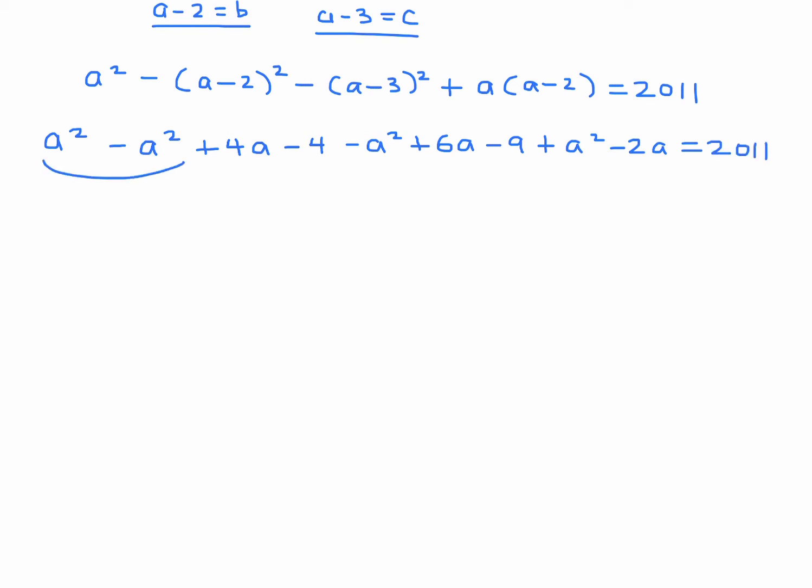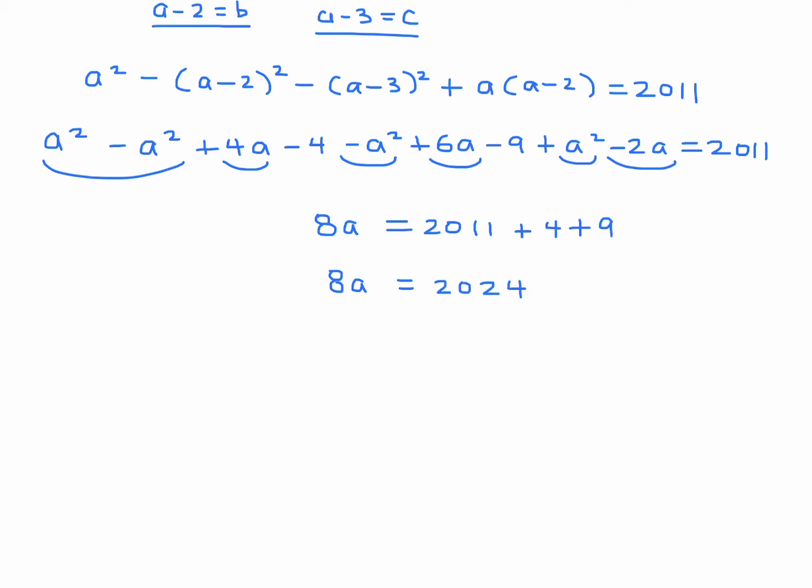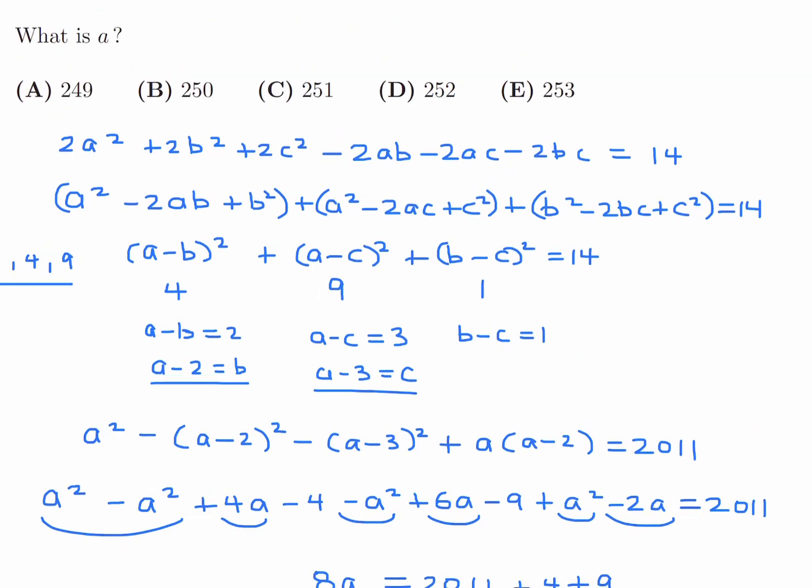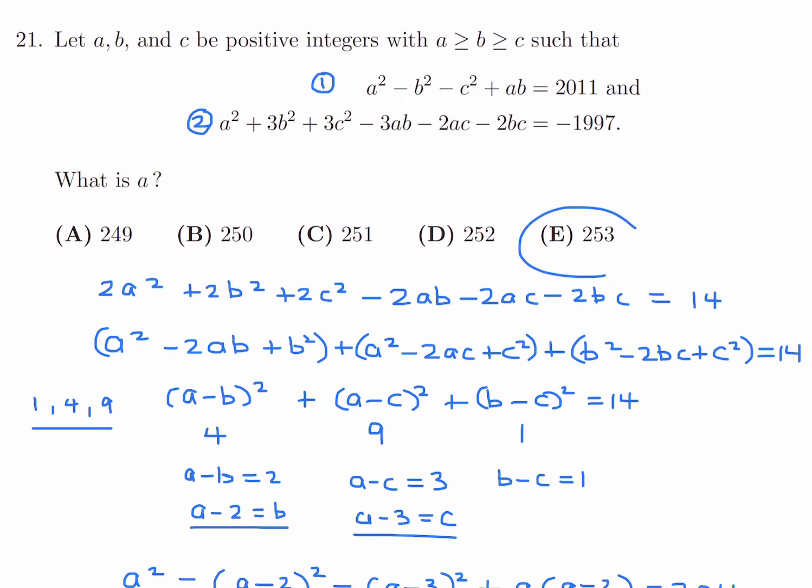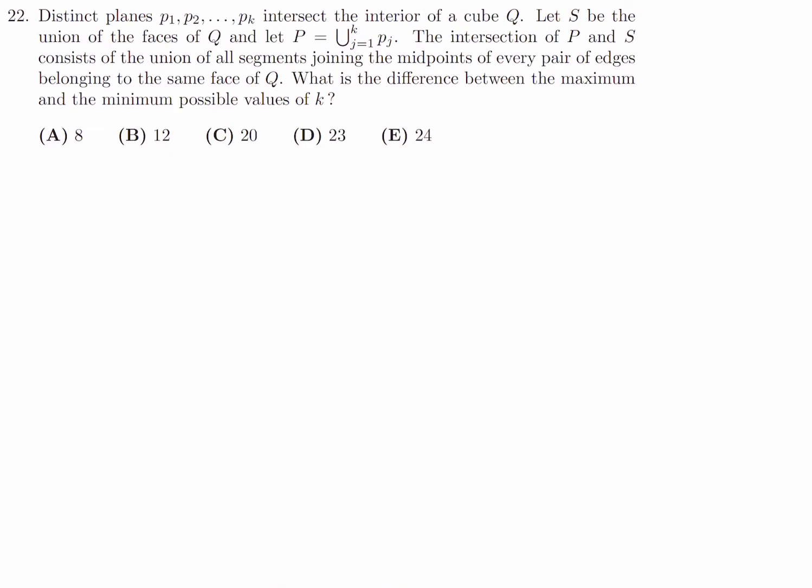So let's see here, those two cancel. This a squared cancels with that, so that's very good. 4a plus 6a is 10a, minus 2a, we have 8a. And then on the other side, I got 2011 plus 4 plus 9. And this becomes 8a is equal to 2011 plus 13, so that's 2024. And therefore a is equal to 253. So there you go. Number 21, the answer is E.